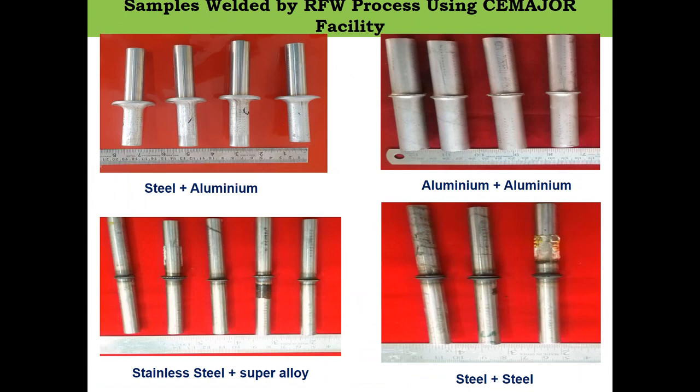These are a few fabricated joints. Dissimilar steel to aluminum. The first photograph shows the steel to aluminum. This is the aluminum part, and another is steel. It has been joined successfully by using our facility. Here you could see the similar joint of aluminum. Both the cylindrical parts are made of aluminum.